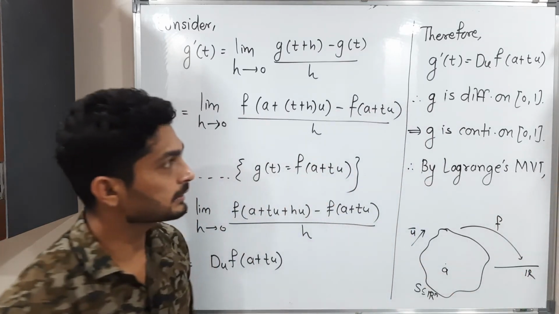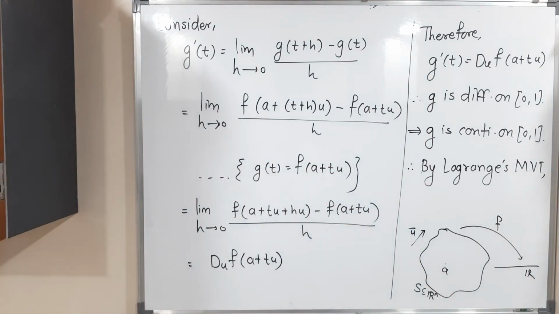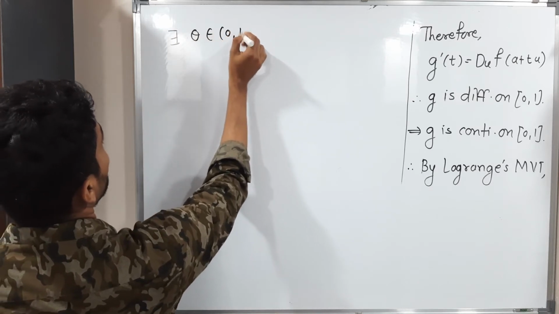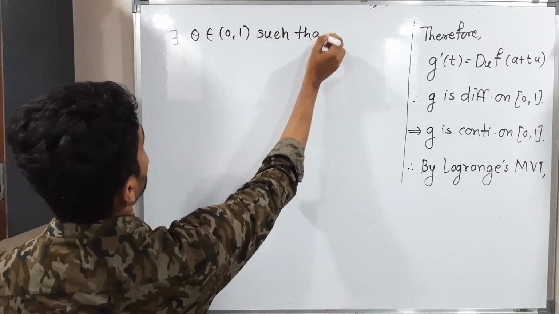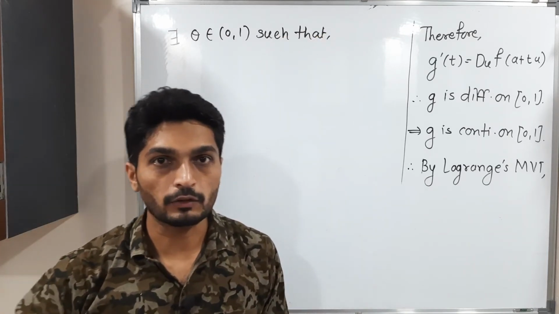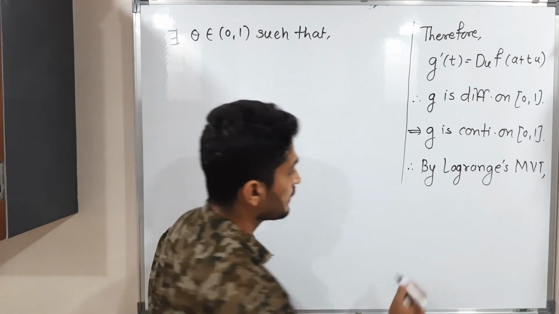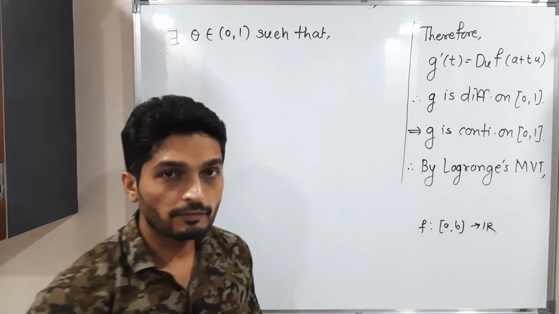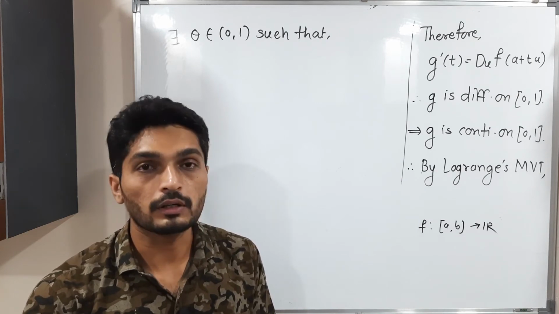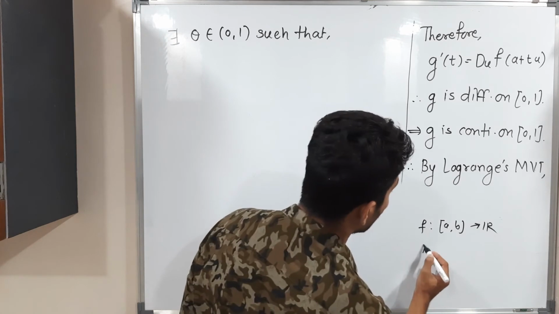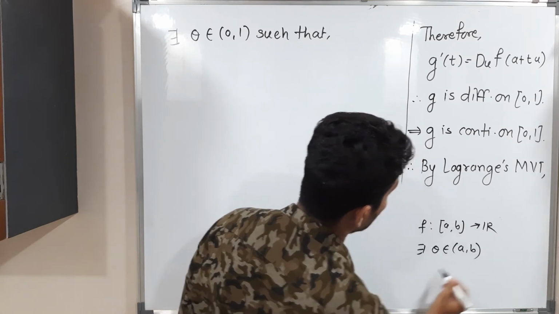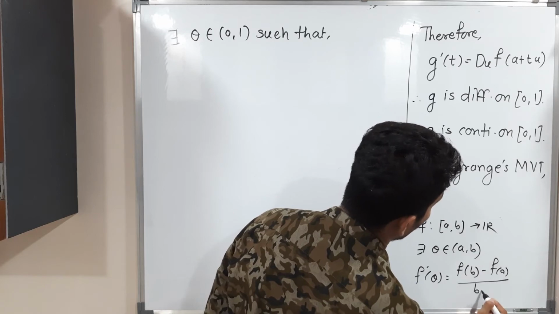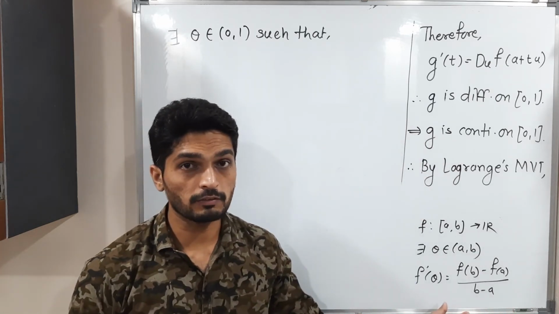what can we write? We don't have space, so make a screenshot of it. After that we will go further. Please make a screenshot of it. I will tell you first the statement of Lagrange's mean value theorem, then we can easily write it. The theorem says if you have a function f from the closed interval a b to R, and f is continuous on the closed interval a b, f is differentiable on the open interval a b, then there exists theta in the open interval a b such that f dash of theta is equal to f of b minus f of a divided by b minus a.